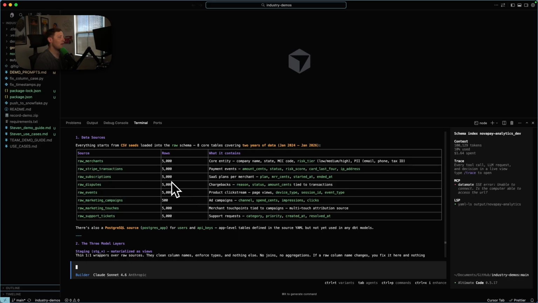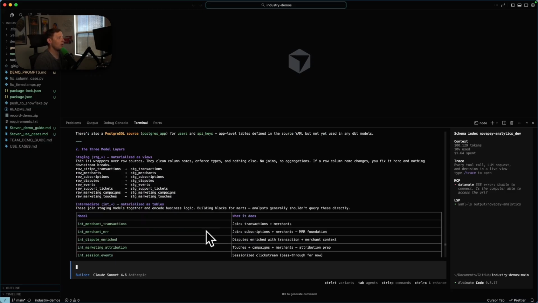So data sources. Everything starts from CSV seeds loading into raw schema. So here's 8 core tables covering 2 years of data from 2024 to 2026. You have raw merchants, which is a core entity with company name, state, MCC code, risk tier, PII, so on and so forth. Raw Stripe payments, raw subscriptions, raw disputes, raw events, raw marketing campaigns, raw marketing touches, raw support tickets. It tells us the number of rows, and of course, what's even cooler about this is it tells us what it contains, all the way down to channels, spend cents, impressions, clicks, category, priority, created at, so on and so forth, right? A lot of good data. And it's telling us we don't really have to guess what's in these source tables anymore. We kind of know at this point, which is great. So, all right, moving on.